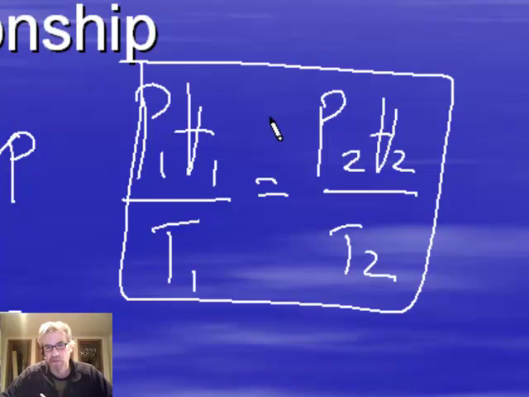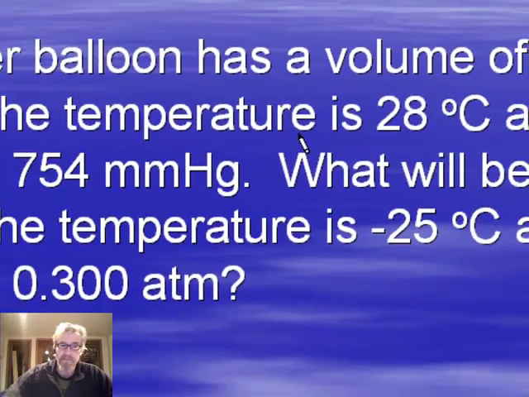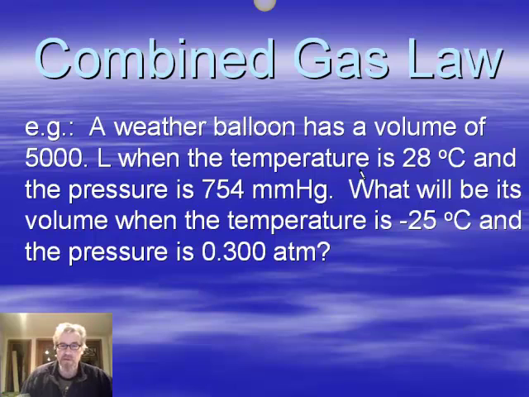Now, the combined gas law is really useful because the only thing that has to stay the same is the number of moles. Pressure, volume, and temperature can all three change at once, and this allows us to solve for the missing variable. Here's an example of a problem like this.